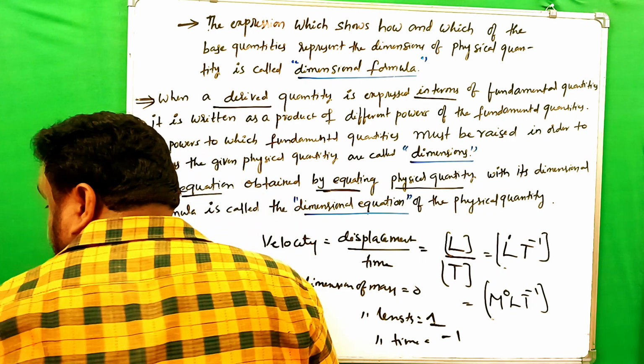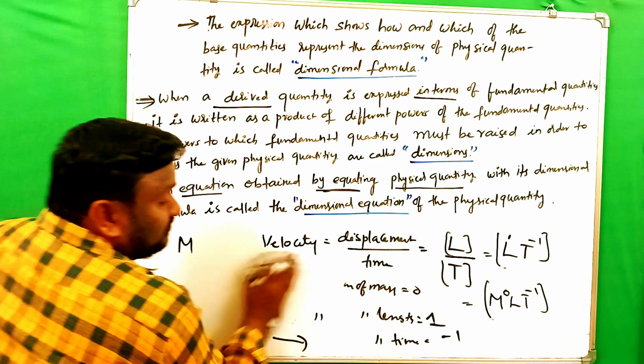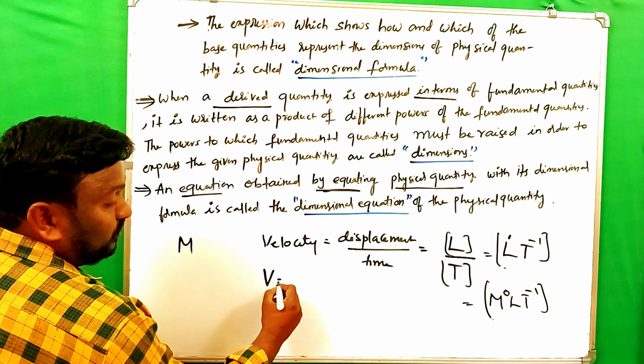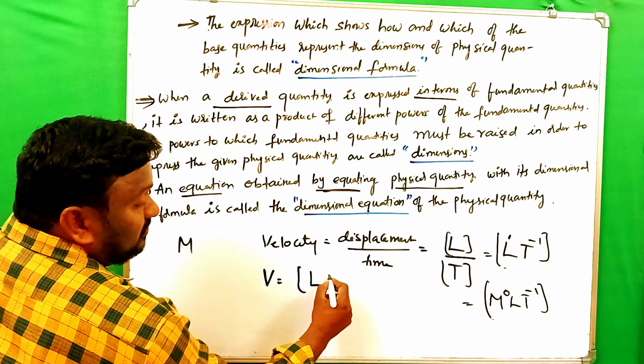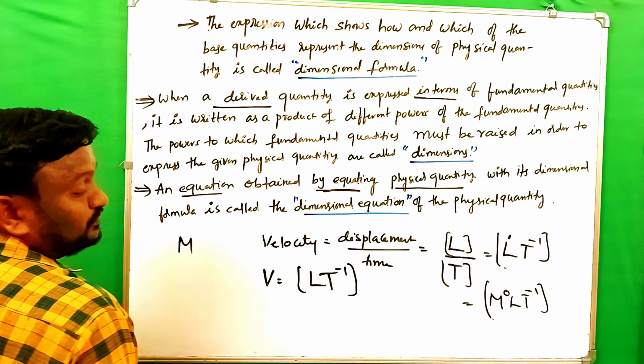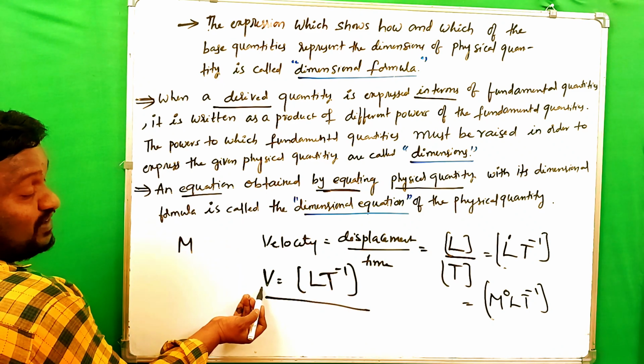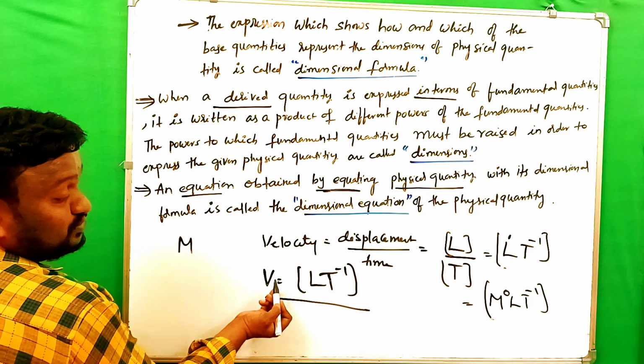So simply here, the same thing we are going to write like this. We are writing now V is equal to L to the power of -1. Now it is the dimensional equation. V is the velocity, it is a physical quantity, and that should be equal to what?